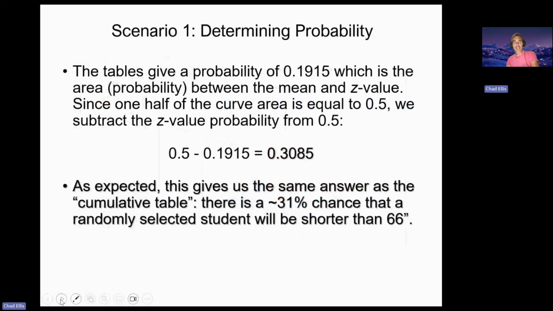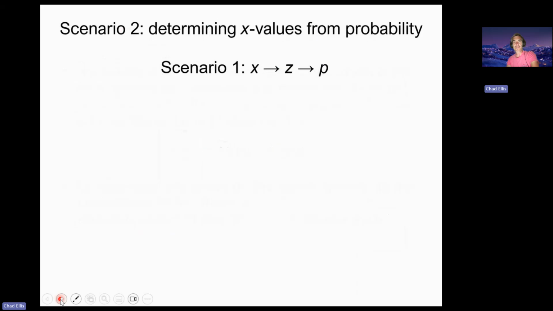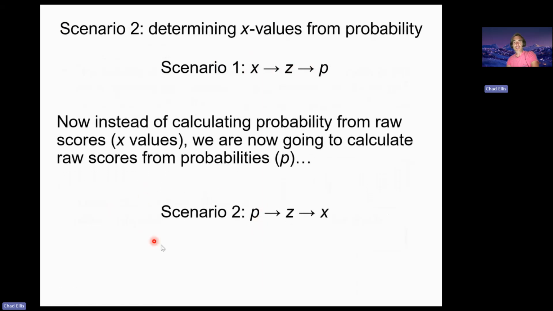Using both types of tables, we get the same answer: there's about a 31% chance of randomly selecting somebody from this population that has a height shorter than 66 inches. Okay, so far what we've been doing is taking a raw data value X, converting it into a Z-score, and then from that determining a probability. Now we're going to reverse things. In this scenario 2, we're going to be given a probability, convert that probability into a Z-score, and then find out which X raw data score corresponds to that given probability.